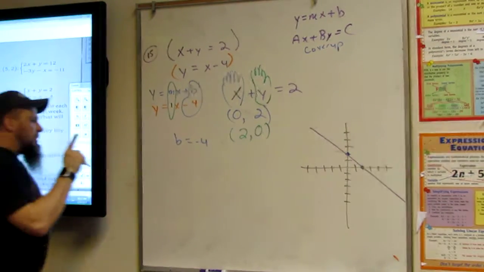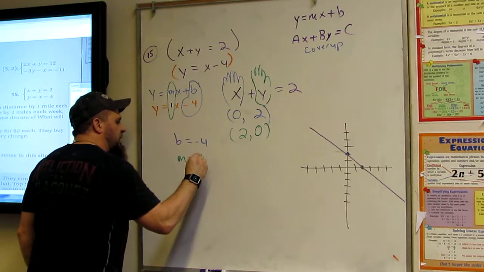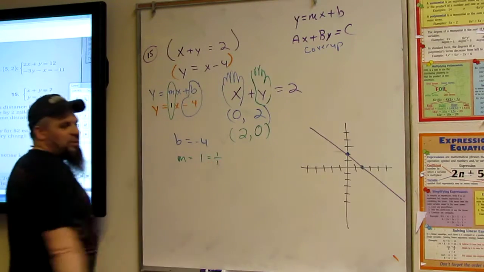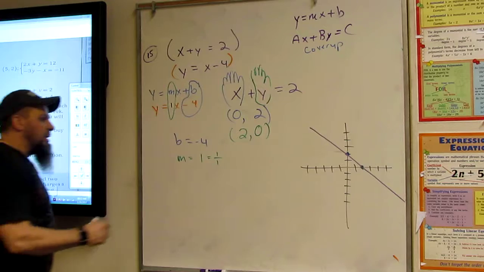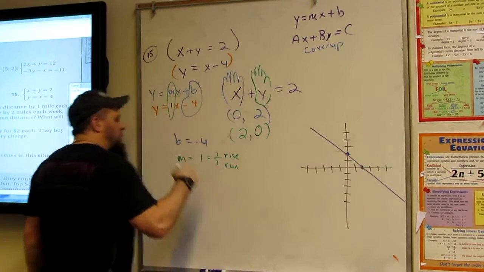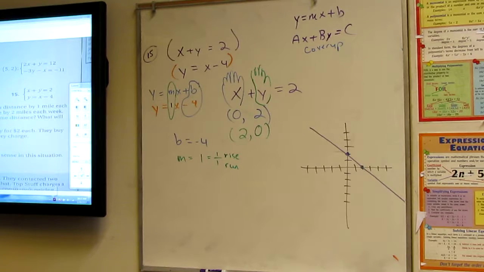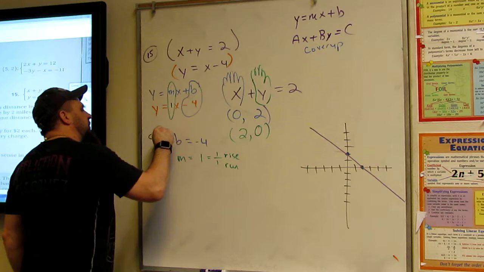So m is equal to 1, which we like to say is 1 over 1, because this is slope. It's rise over run. Good. So where is my starting point? Where do I start? 0, negative 4. This is my starting point.